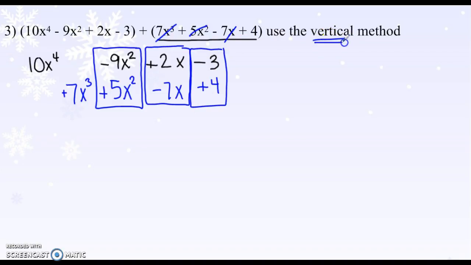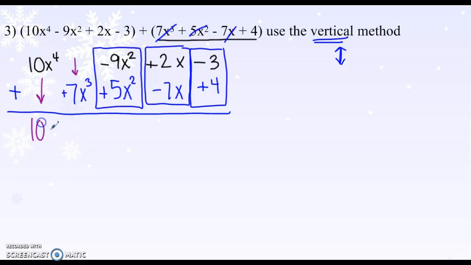So this is the vertical method. That means we're adding up and down. So what we're going to do is we're just going to create this line. And we're going to add up and down. 10x to the 4th does not have a partner, so we rewrite it. 7x cubed doesn't have a partner, so it's basically like 0 plus 7x cubed, so 7x cubed.